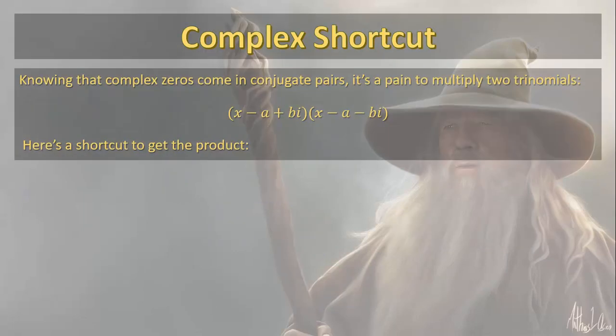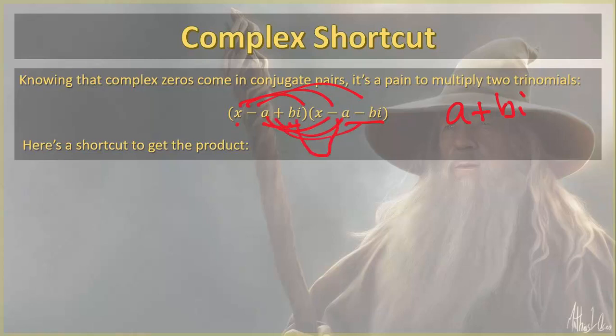All right, let's try something. No, let's not try anymore. Let's do this. Knowing that complex zeros come in conjugate pairs, it's a pain to have to multiply two trinomials when you are given the 0 of a plus bi. All right, because then you have x minus a plus bi, x minus a minus bi, and then you have 1, 2, 3, 4, 5, 6, 7, 8, 9 things to multiply.